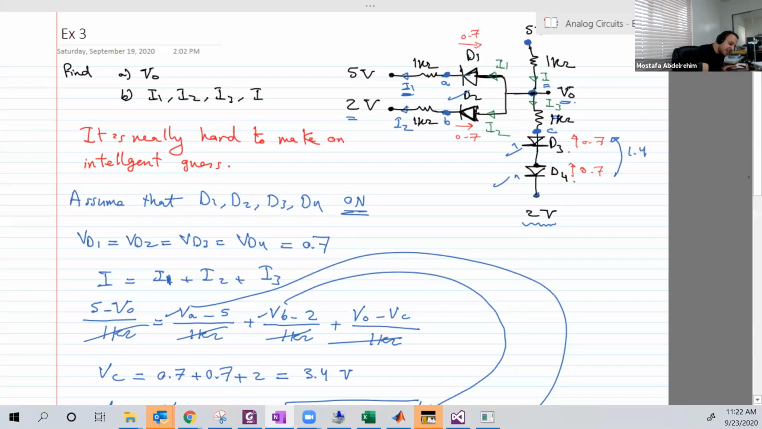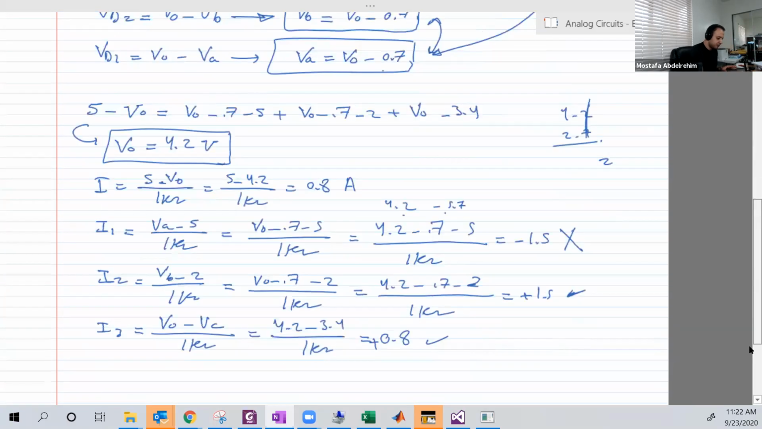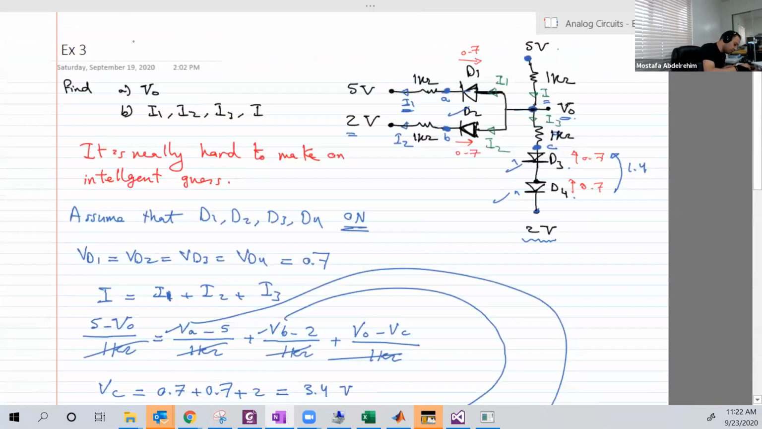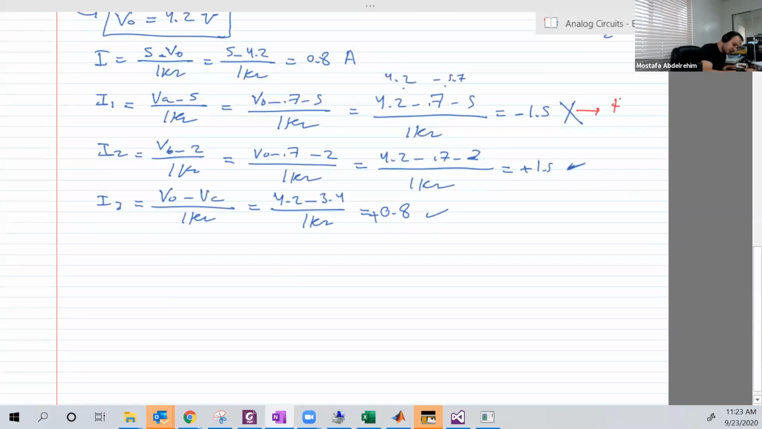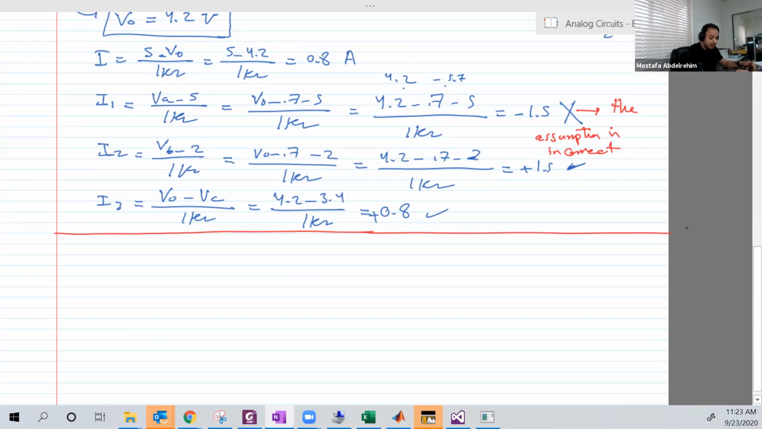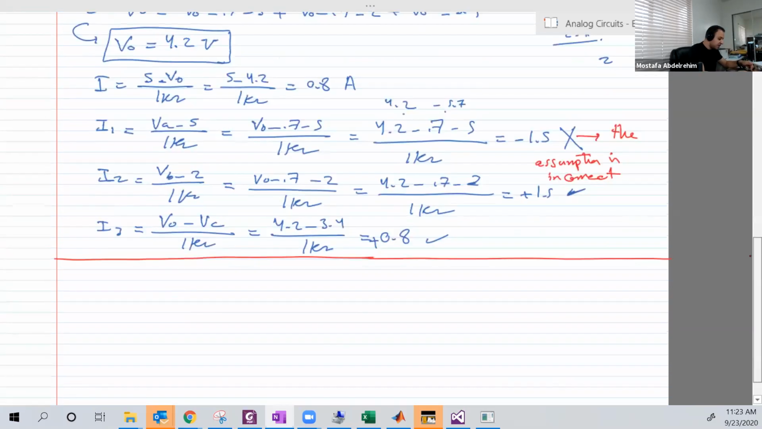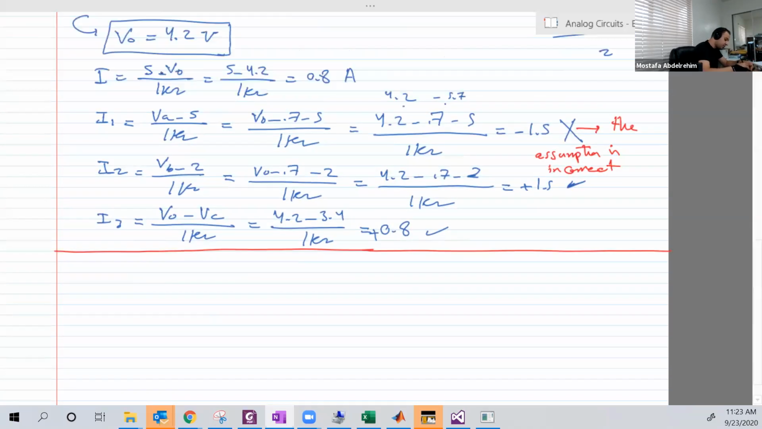Okay, so let's assume that all are on except D1. So this assumption now is incorrect. The assumption is incorrect. So we didn't solve the question yet. We're still struggling with A, finding VO. So let's make another assumption.